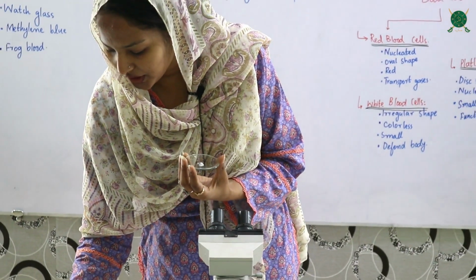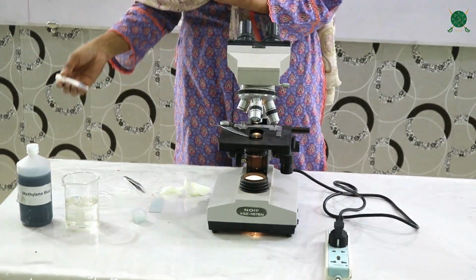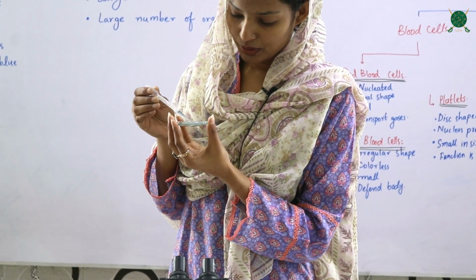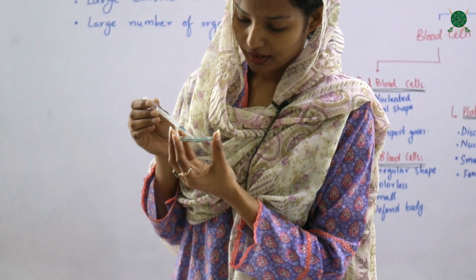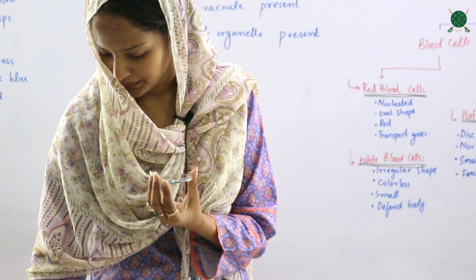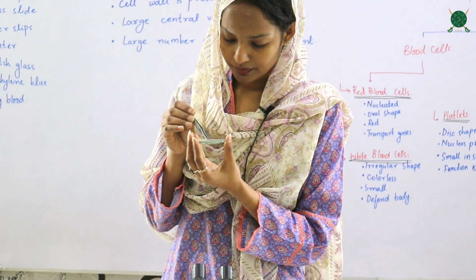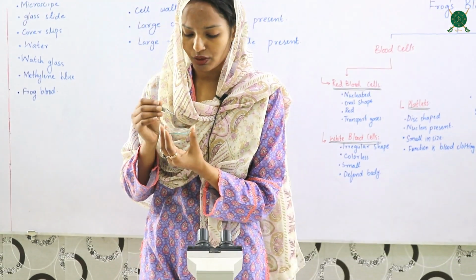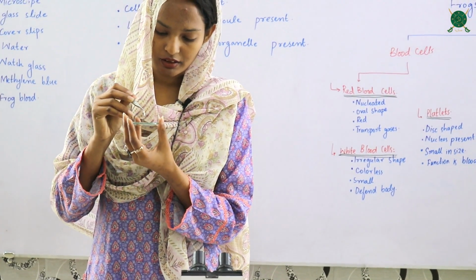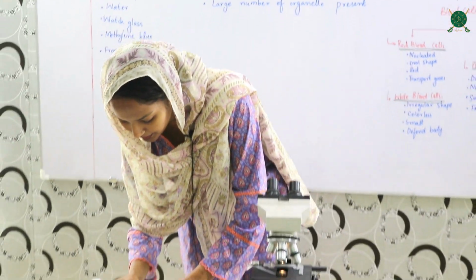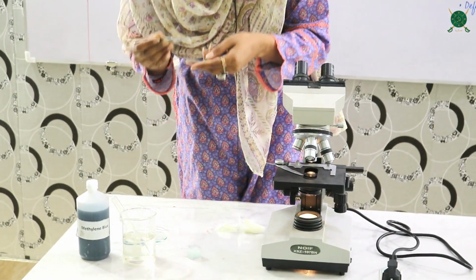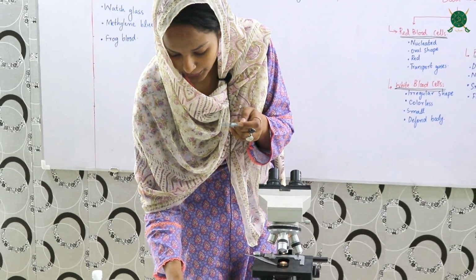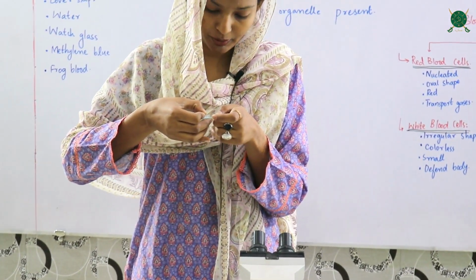After rinsing it with water, you need a stainer such as methylene blue or iodine, and you will use the stainer to stain this onion epidermis. Then after this, you will transfer this onion epidermis to glass slide. In this way, and then you will use a cover slip to cover the onion epidermal.